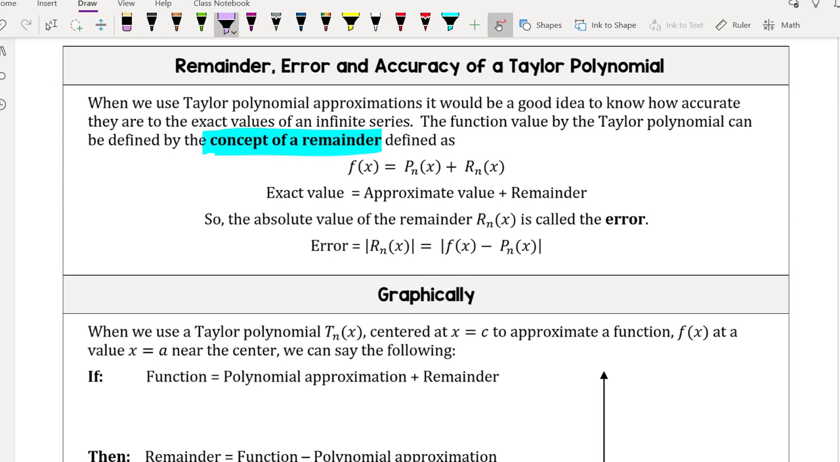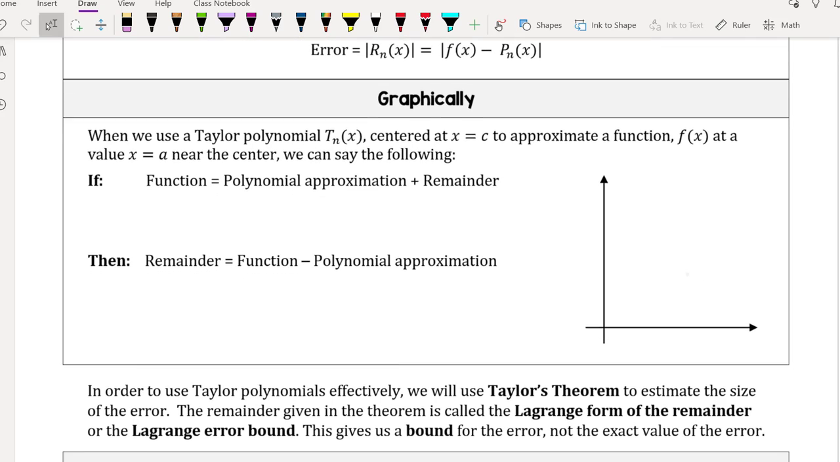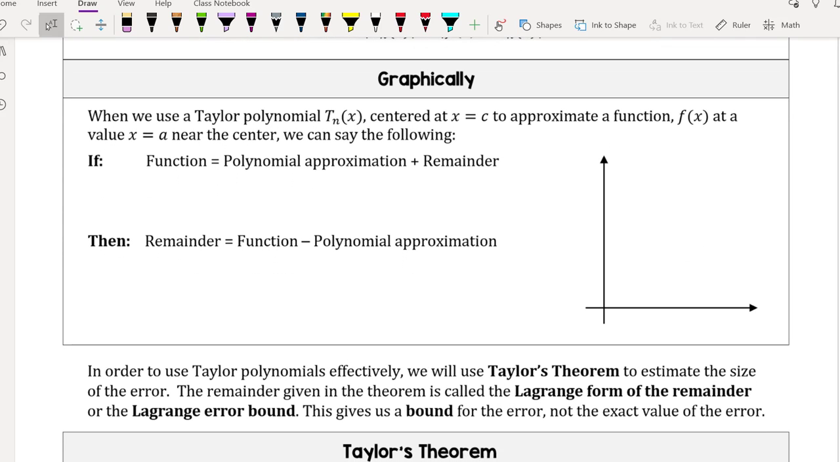The function f of x is equal to the Taylor polynomial plus the remainder. So the exact value is equal to the approximate value plus the remainder. The absolute value of the remainder, r sub n of x, is the error. So the error can be found by taking the exact value minus the approximate value. If we look at this on a graph, and we're using a Taylor polynomial, t sub n of x, centered at x equals c to approximate the function f of x at value x equal a near the center, we can lay it out in this way.